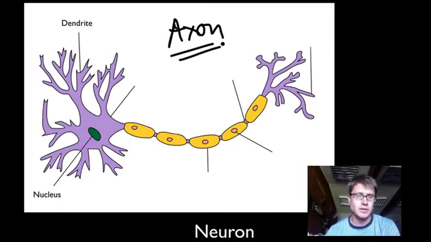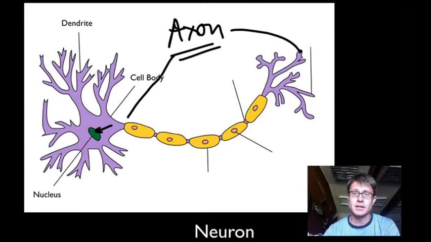If we label some of these other things, this right here is going to be the nucleus. It's a regular cell, so it's going to have all the parts of a cell. This is going to be the cell body, or we sometimes refer to that as the soma. Then this whole thing, I would say from here to the end, is going to be called the axon, A-X-O-N.